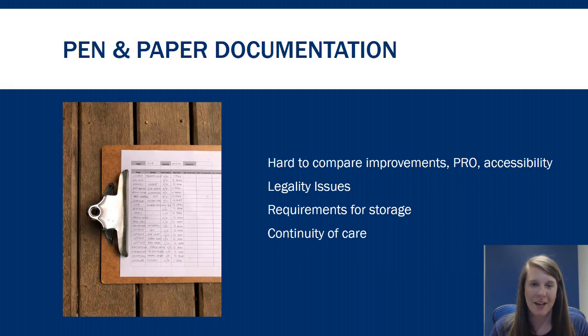The next thing is pen and paper documentation, and this is what a lot of people still are using. Although you may not think that you have another option, please try and seek out electronic medical records that are inexpensive or free, depending on what setting you're working in. It's really hard to compare improvements and patient-rated outcomes, and it's very hard to access. If you have a patient perform 5 different outcome measures, you're going to have to manually look at all of them and pull them out of their record and see it.